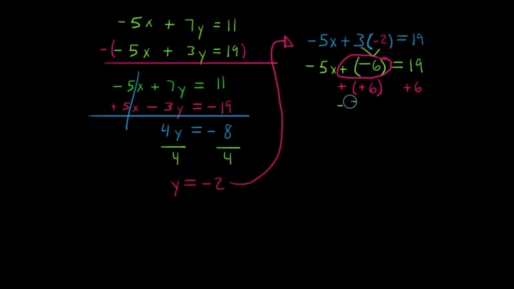All right, so now I have -5x is equal to 19 plus 6, which is 25. I'm going to divide both sides by -5. So negative 5 and negative 5. I'm left with x is equal to 25 divided by negative 5. Well, that gives me negative 5. All right, so my solution is negative 5 for my x value and negative 2 for y. And I'm going to box this information up.